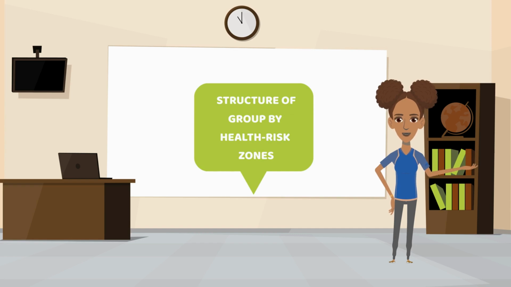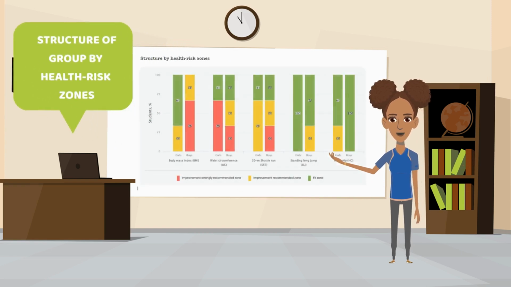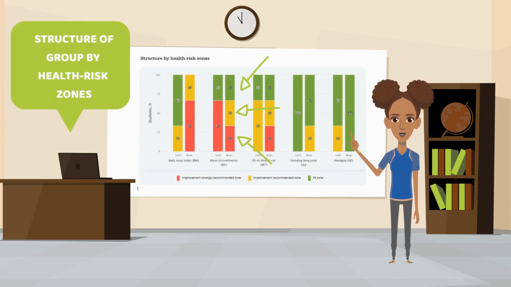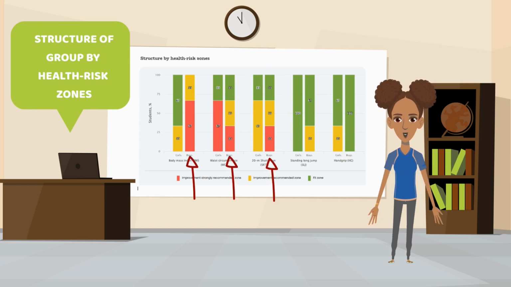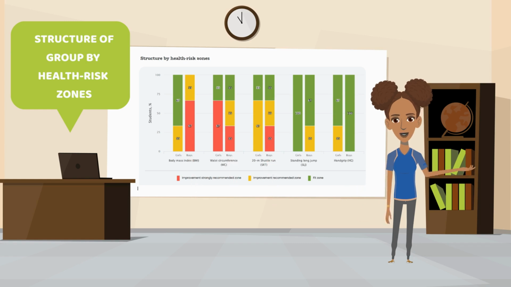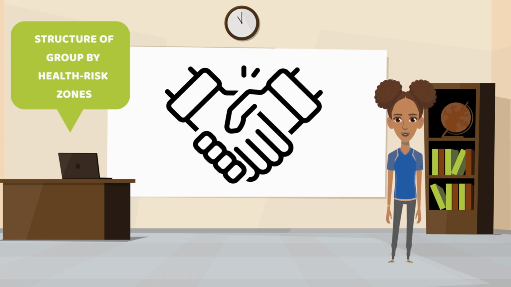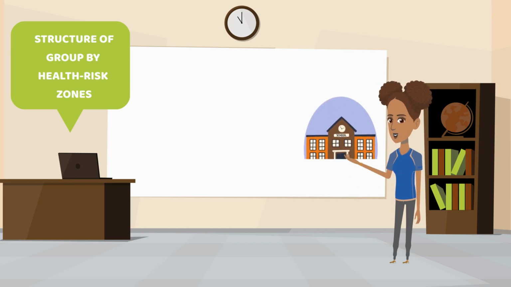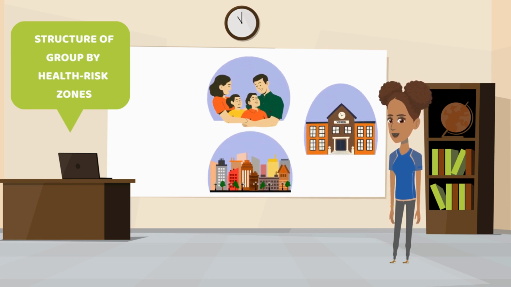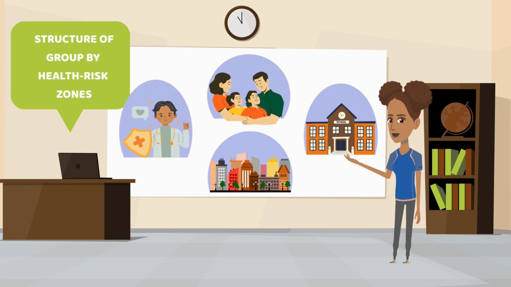The second part of the Fitback class report presents how many students in the class are in each health-related zone. This information allows PE teachers to quickly recognize the health risk of the class associated with scores in specific tests. Thus, this part of the class report can be leveraged to advocate for collaborative interventions involving school management, the local community, parents, and the healthcare sector.